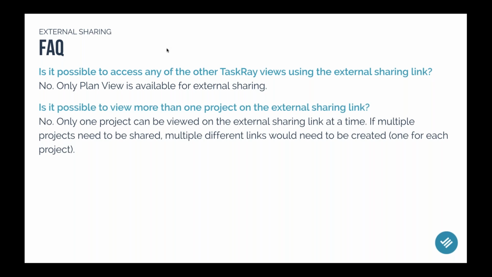The next question is, is it possible to view more than one project on the external sharing link? So the answer to that question is also no. Only one project can be viewed on the external sharing link at a time. However, if you do need to share multiple projects, you would just simply go into all of those project details, check that box, and that would generate different links for each one of those. So you wouldn't need to set up a new site, you wouldn't need another TaskRay license. You would just generate different links for each one of those projects.